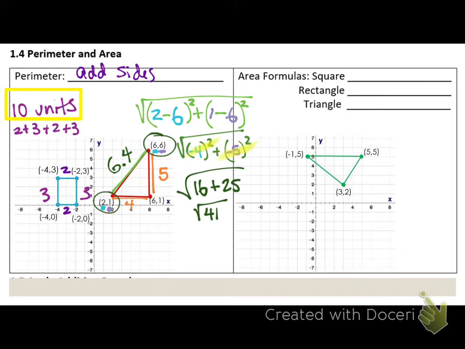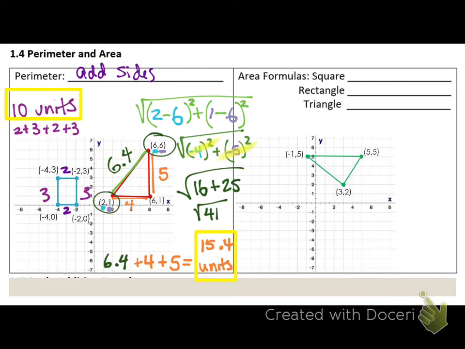6.4. So then what do I do to find the perimeter all the way around the shape? Add them all up. So 6.4 plus 4 plus 5, which does make 15.4 units. Questions about perimeter?